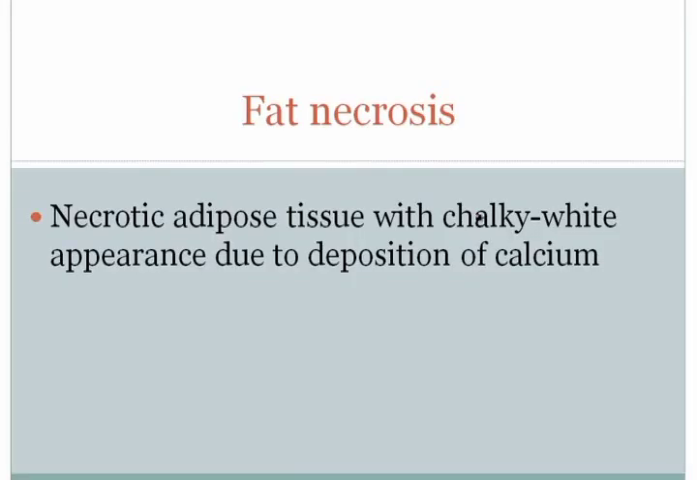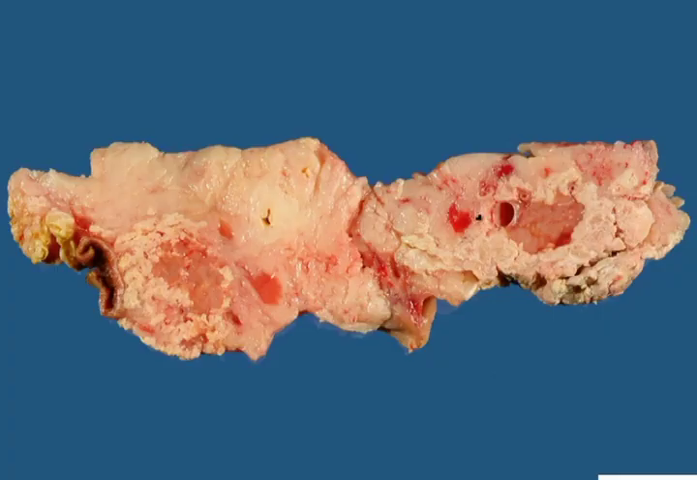Fat necrosis refers to necrosis of adipose tissue. It has a classic chalky white appearance. The reason is that when fat dies, fatty acids are released, and the fatty acids have the ability to bind with calcium, which is a process called saponification. Important term to be familiar with, saponification. Basically, when calcium deposits on that dead fat, it gives a white, chalky appearance to the tissue. Here's a classic example.